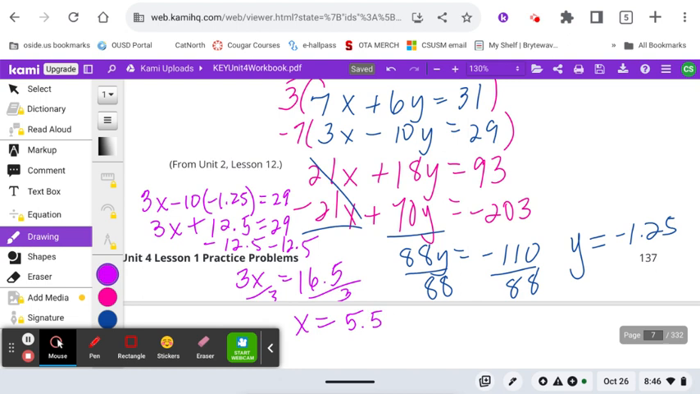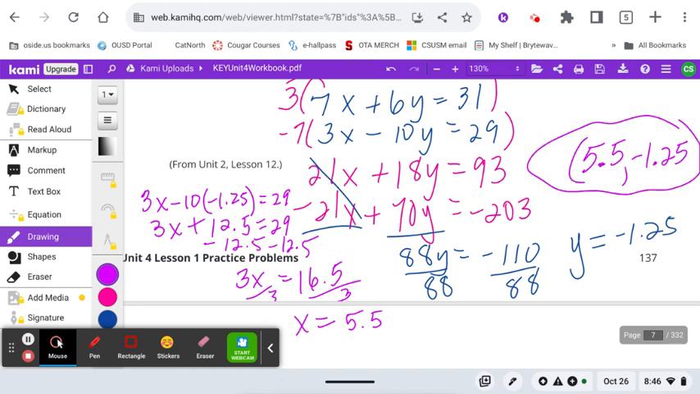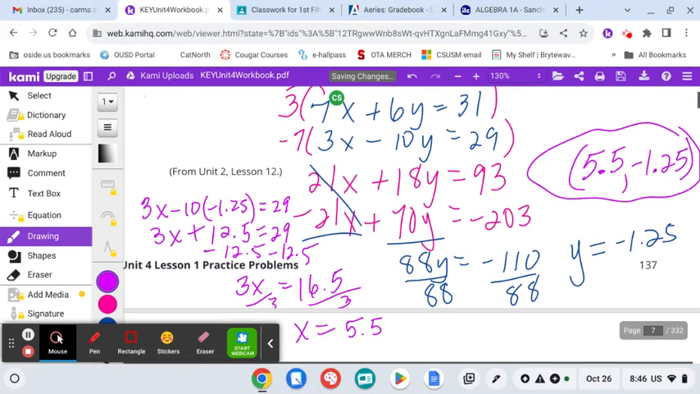Okay, so my coordinates go together for the solution to my system, 5.5 comma negative 1.25. How'd you do?